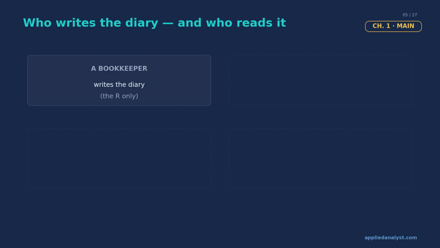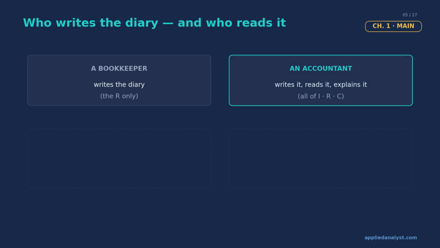Quick question, and students always ask me this one. Is bookkeeping the same as accounting? Not quite. A bookkeeper does one of the 3 jobs, the recording. An accountant does all 3, writes the diary, reads it, and tells you what the story means.